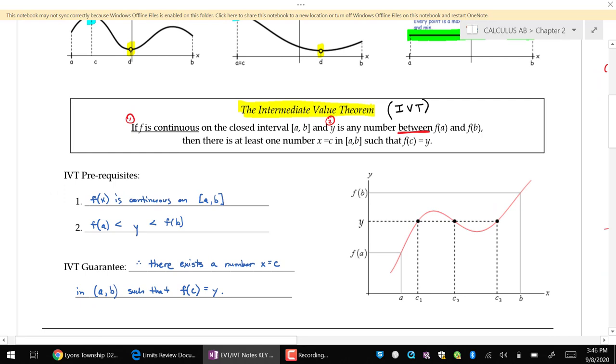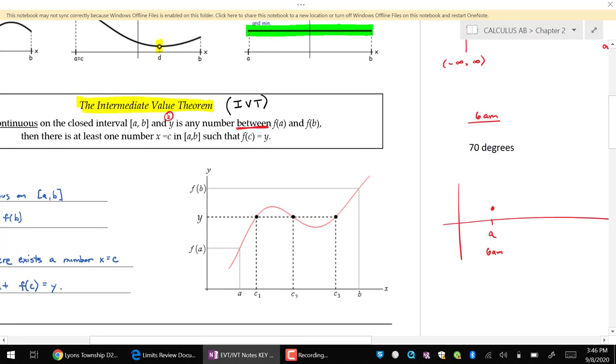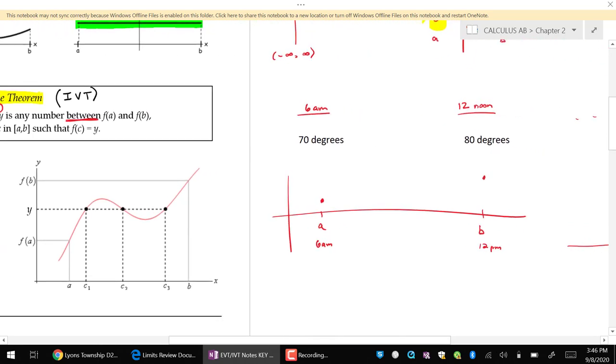Before I get into the formal prerequisites and the guarantee, let me share with you some applications. And we discussed this in class earlier. Consider the temperature going from 70 degrees in the morning all the way up to 80 degrees at 12 o'clock noon. If that's the case, was there ever a time when the temperature hit 75 degrees? Well, that must have been true. I can guarantee that it was true. Temperature is continuous, and 75 falls between 70 and 80. Now, I don't know if it was closer to 12 o'clock noon or closer to 6 o'clock in the morning, but at some point on the interval from 6 to 12, we had to have passed 75 degrees.